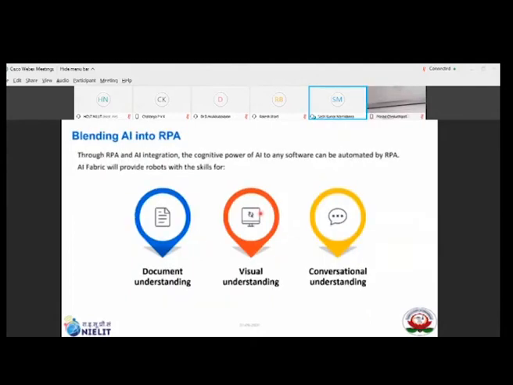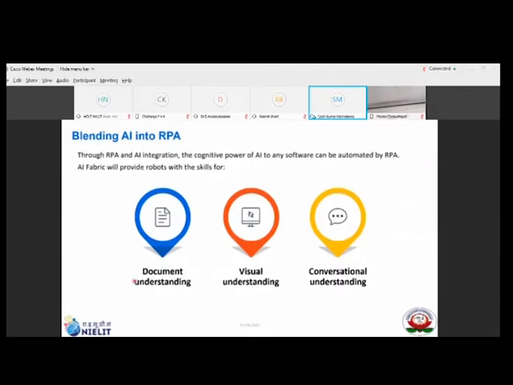All right, so slightly moving on. How are we doing it? We are doing it just like a standard ML model. Through RPA and AI integration, the cognitive power of AI is going to be applied to any software with the help of RPA.